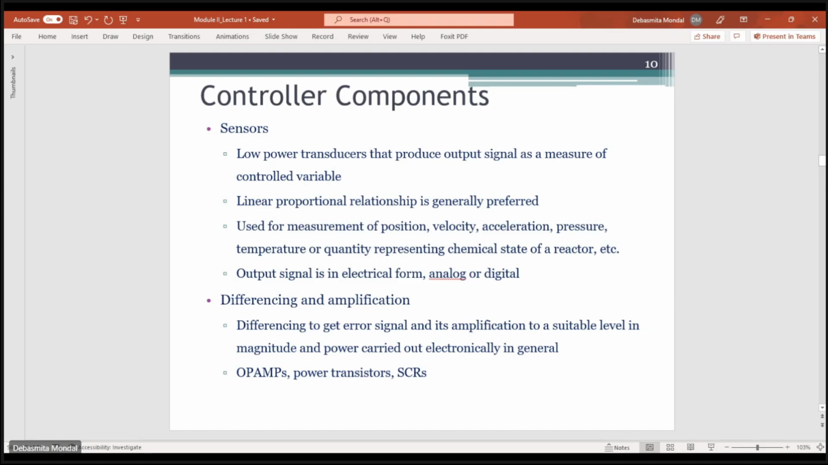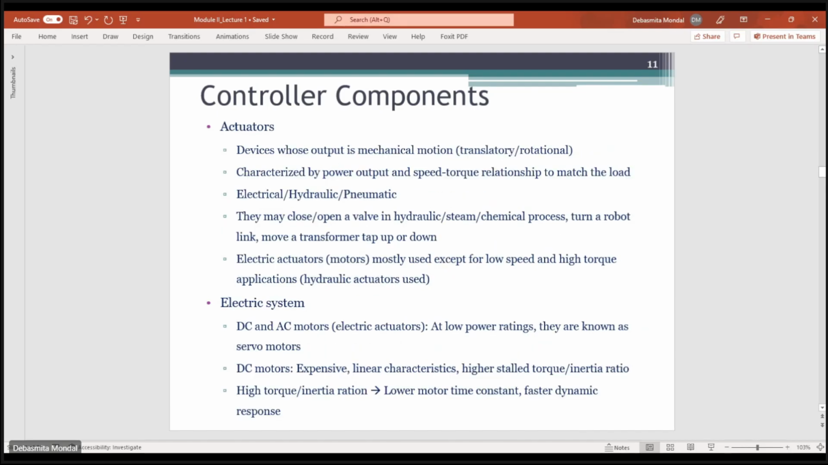Now there come actuators. These actuators are devices whose output is a mechanical quantity. Either it's a translatory motion or a rotatory motion.